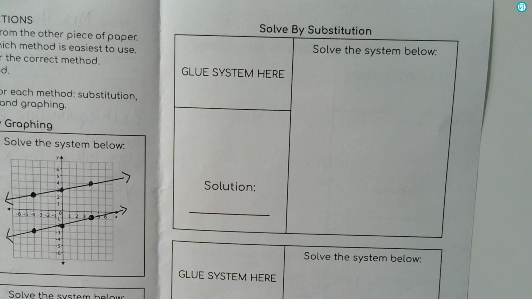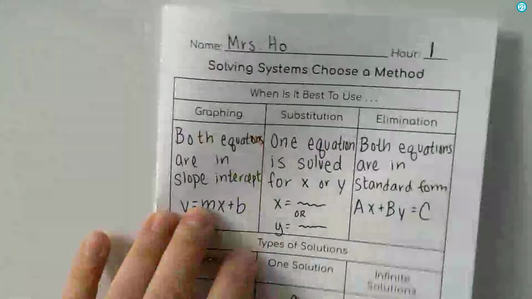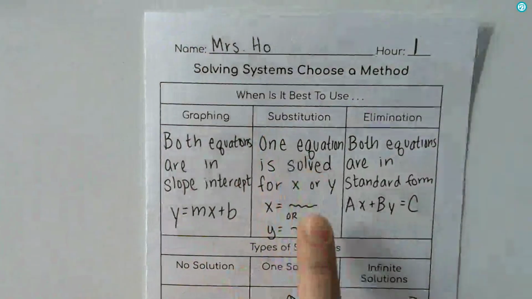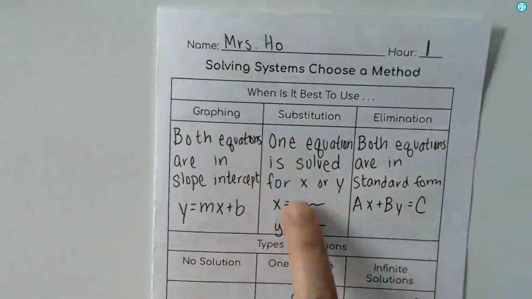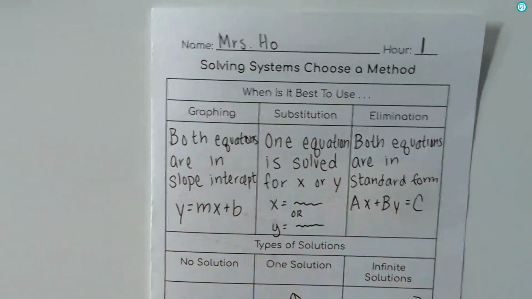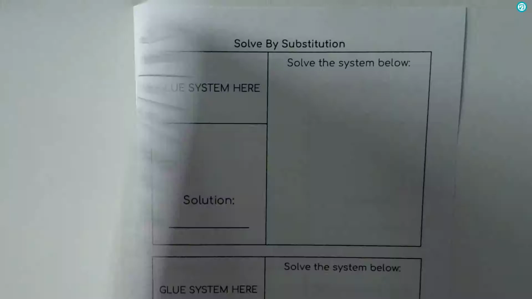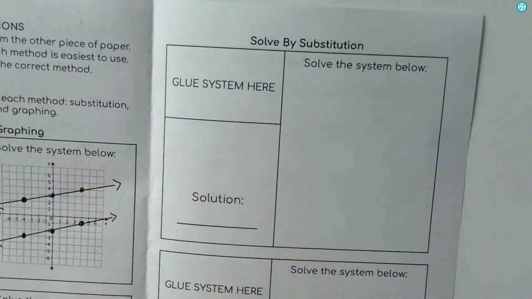Okay, so flipping back to here, when is it best to use substitution? When one equation is solved for x or y. So find the two systems left that have an x equals or a y equals. So go ahead and do that. Let's look through your 4 systems you have left. You're picking 2 that have either an x equals or a y equals in them.